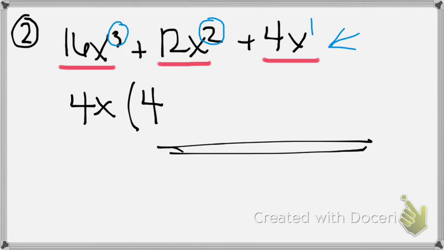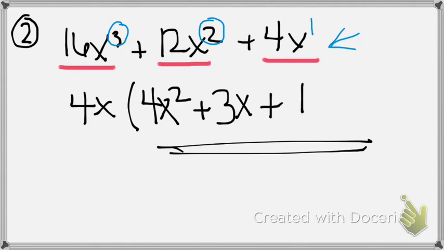How many x's are left? 2. There's your x squared. 12 divided by 4, 3. X squared. You're taking away 1 of them. So what's left? 1 of them. X. Now, 4x divided by 4x.